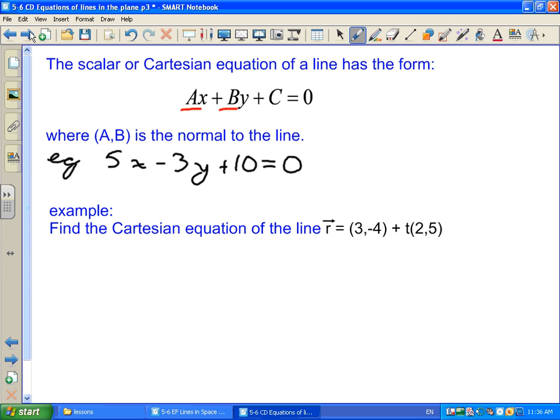Okay? So if this is our equation here, our normal would be 5, -3. 5, -3 is the normal. So this is kind of the significance of having something in standard form.